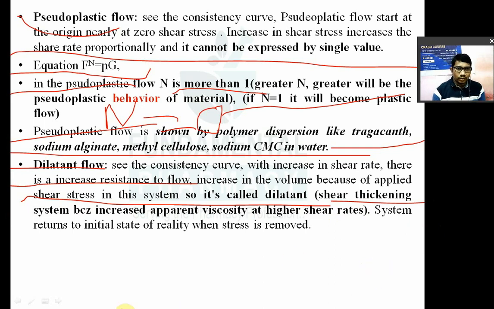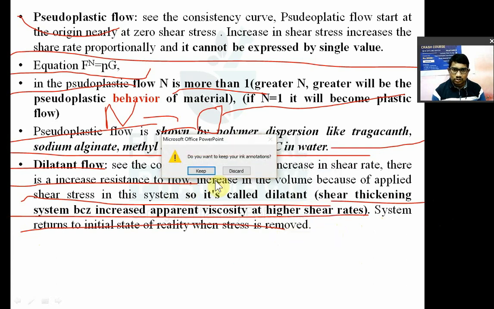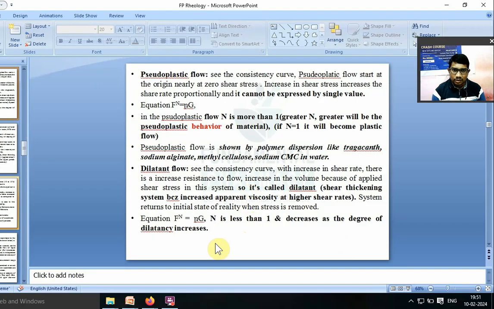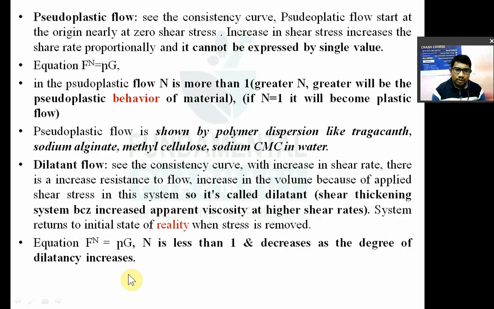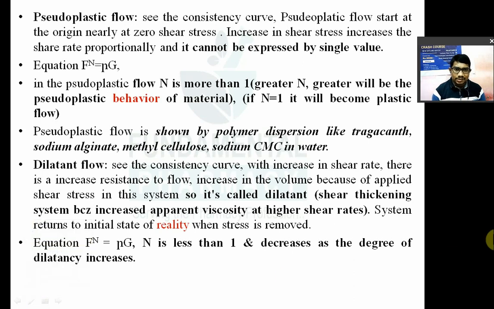Okay, why is it known as shear thickening? Because of increased apparent viscosity at a higher shear rate. The system returns to its original state of fluidity when stress is removed. जब stress remove होता है तो जो सिस्टम है वो ओरिजिनल उसका फ्लूइडिटी में आता है. The equation for this is F raised to n equals eta into G, and n is less than 1 for dilatant flow.